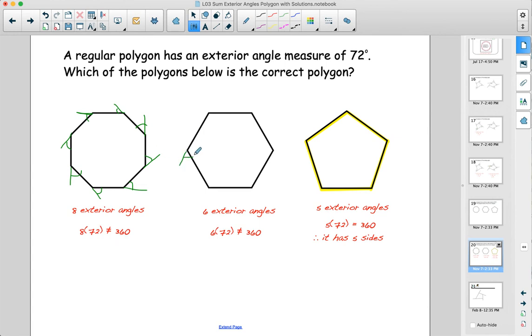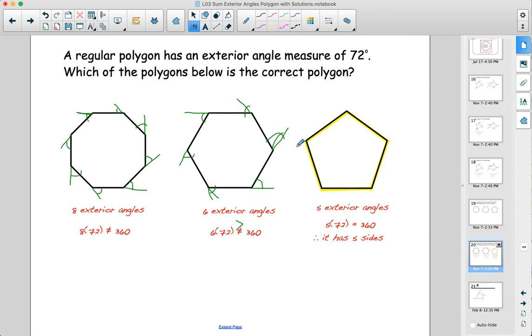Moving on, here we have 6 exterior angles. Drawing them all. So 1, 2, 3, 4, 5, 6 exterior angles. They told us the measure of an exterior angle is 72, so I'm going to check this. 6 exterior angles times 72 degrees is not equal to 360. In fact, that is greater than 360 as well.